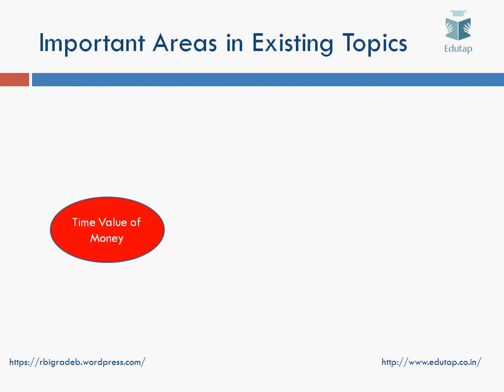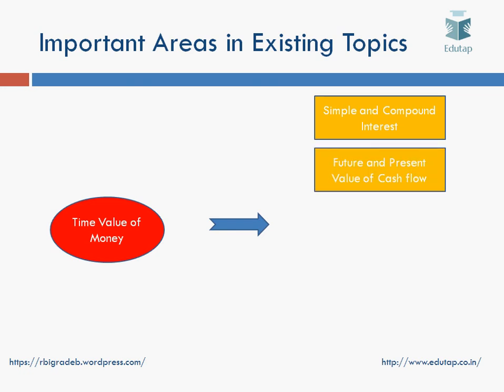The next one is time value of money. Last year only 1 mark worth of question was asked. This is a very basic topic, and we do not expect more than 1 or 2 marks worth of numerical this year also. The basic areas which you should cover in this topic are simple and compound interest, and future and present value of cash flow. Last year's numerical was related to simple and compound interest.